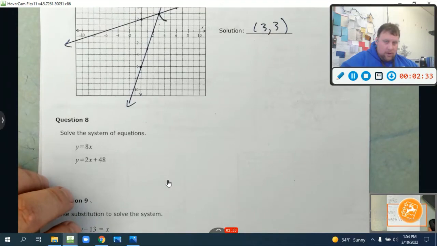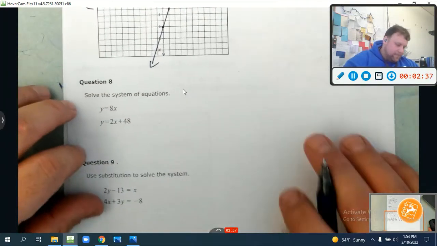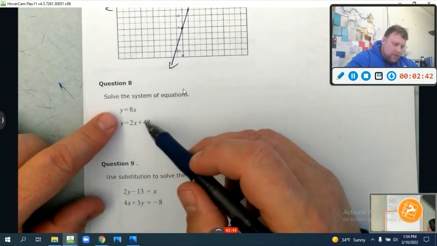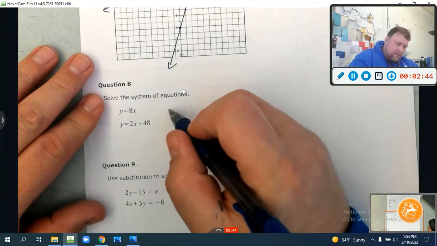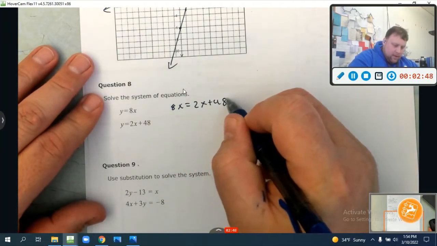This says to solve, so we solve by graphing. Now we're going to solve the system of equations right here. I'm going to do this with substitution because y equals 8x and y equals 2x plus 48. So I'm just going to set them equal. 8x equals 2x plus 48.